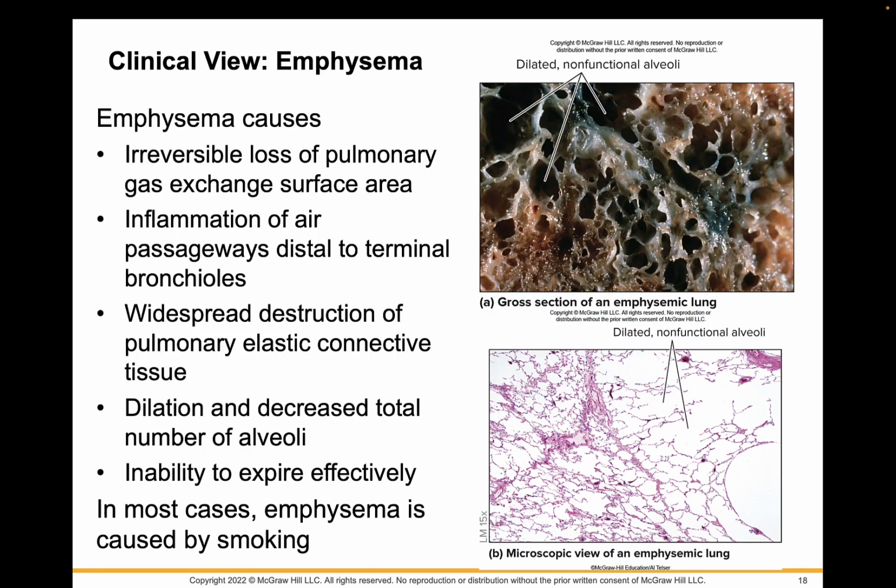Now here, when we look at emphysema, what emphysema does is create an irreversible loss of pulmonary gas exchange surface area. Basically, there's an inflammation of air passageways that are distal to the terminal bronchioles, and there's a widespread destruction of pulmonary elastic connective tissue. This results in dilation and decreased total number of alveoli. Because of the loss of this pulmonary elastic connective tissue, they have an inability to expire effectively. They've lost the ability to recoil. In most cases, the primary cause of emphysema is smoking.